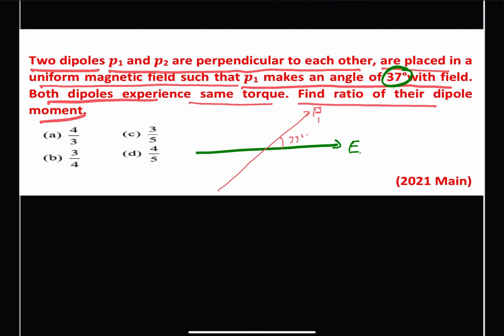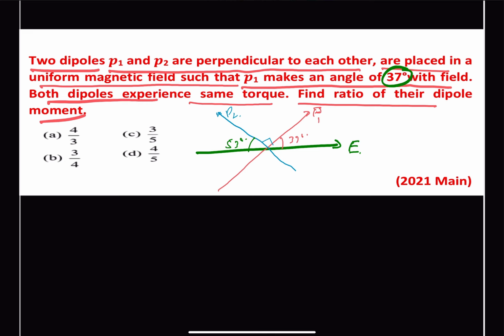P2 is at 90 degrees to P1, so this will be P2 such that this angle is 90 degrees. So we have this as P2. Obviously this angle will be 53 degrees. And we are given the torque in both cases is the same.